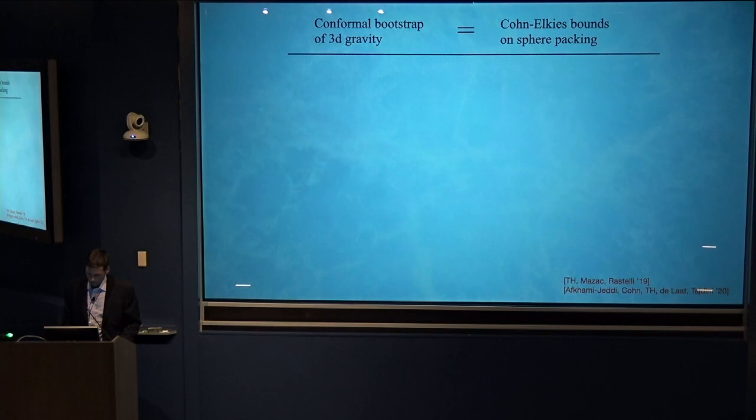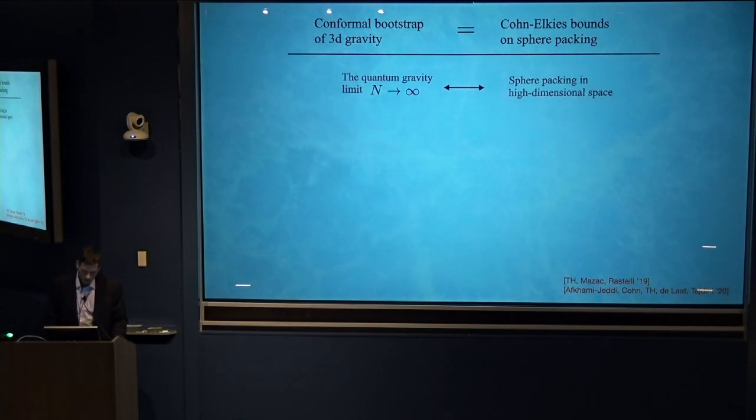Everything about these two problems maps. In quantum gravity, we're especially interested in a very large number of degrees of freedom. Well, in sphere packing, that corresponds to packing spheres in a high-dimensional space. The number of degrees of freedom in the theory of quantum gravity becomes the number of dimensions of the sphere packing. So now we're talking about very high-dimensional spheres in a high-dimensional space.